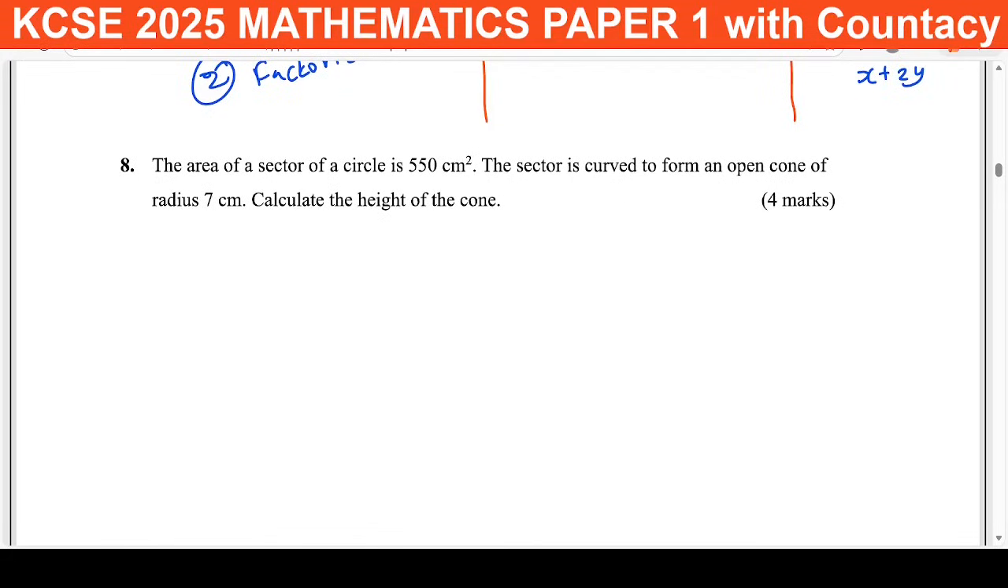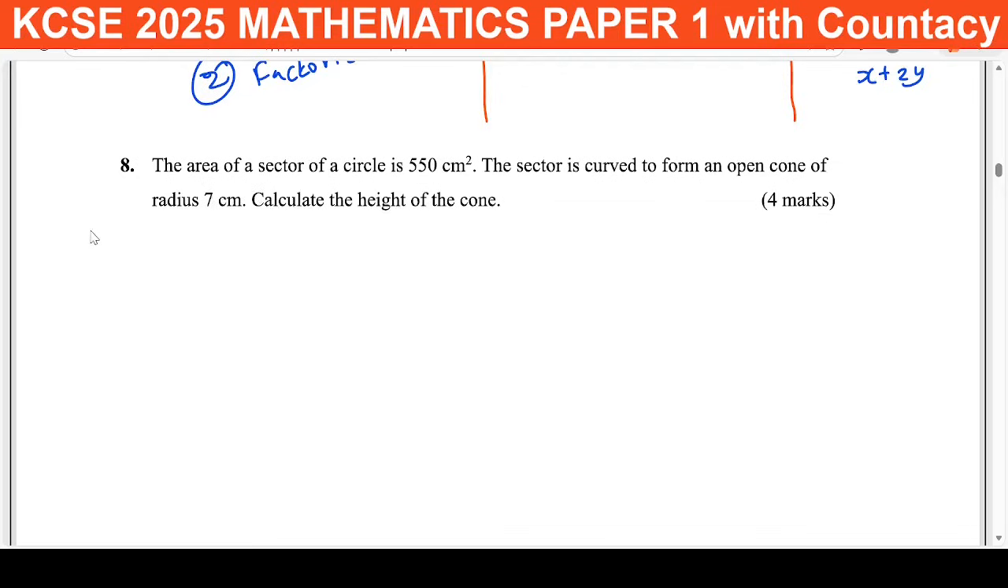Amazing. I love this. We are told that the area of a sector of a circle is 550 centimeters squared. And then the question tells us that the sector is curved to form an open cone of radius 7 centimeters. Calculate the height of the cone.